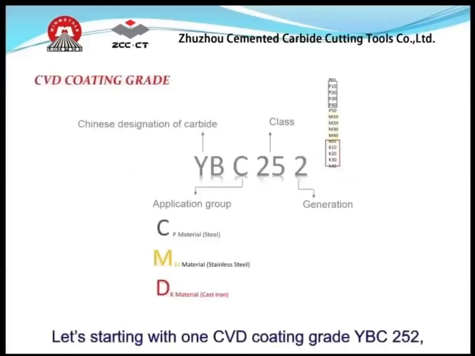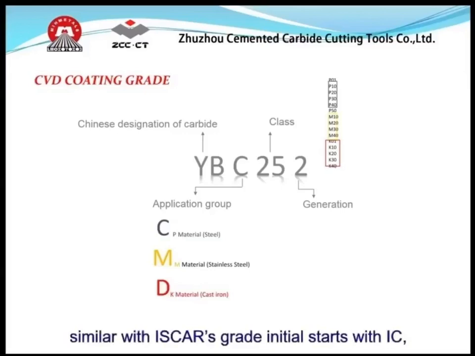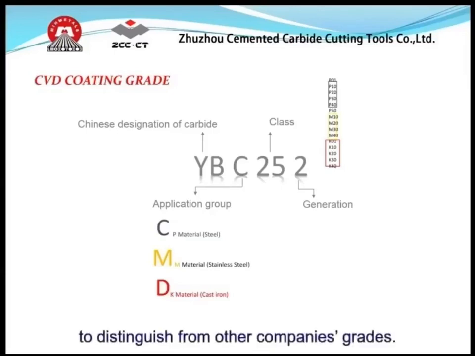Let's start with one CVD coating grade, YBC25-2. The initial YB, or sometimes just Y, stands for the Chinese designation of carbide. Similar to how ESCA's grade initials start with IC, Teptex starts with TT, and Waters starts with W, which also functions to distinguish from other companies' grades.